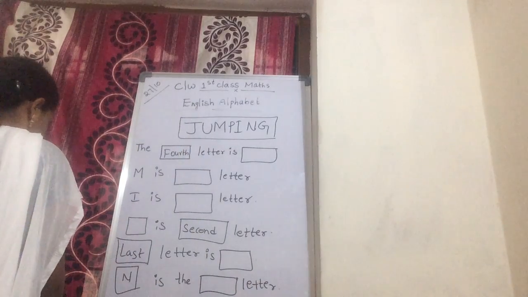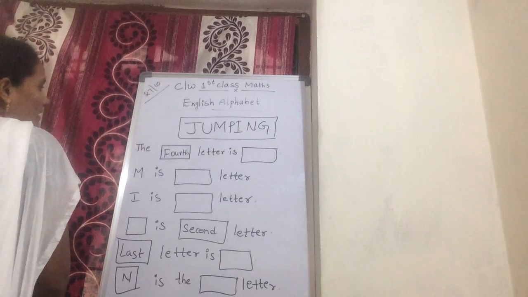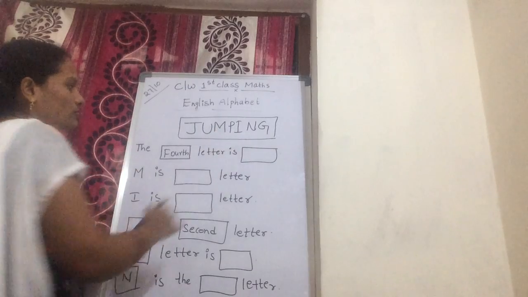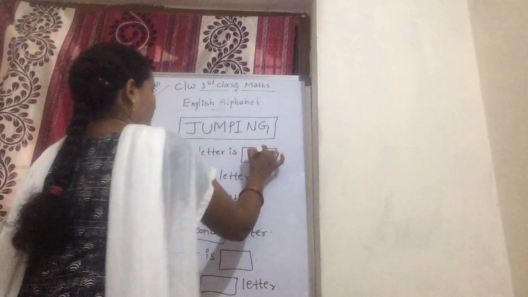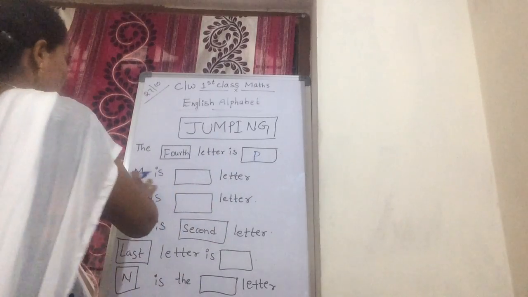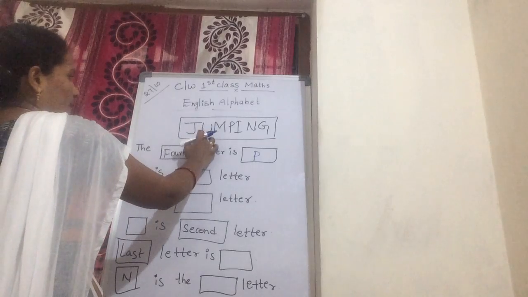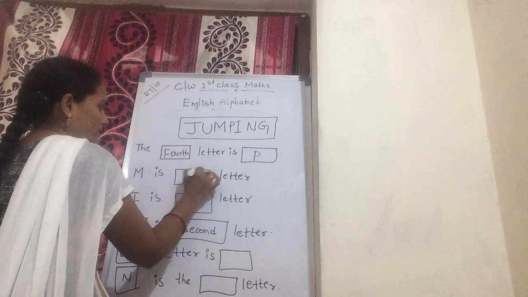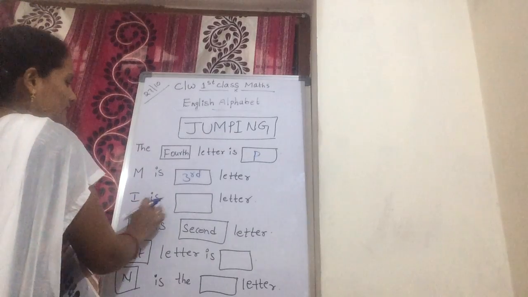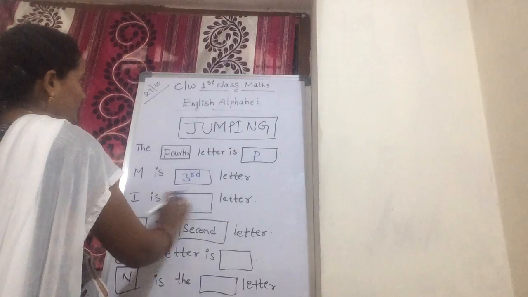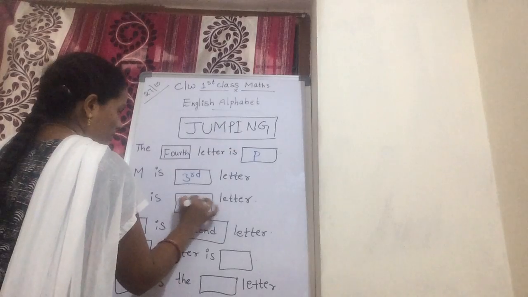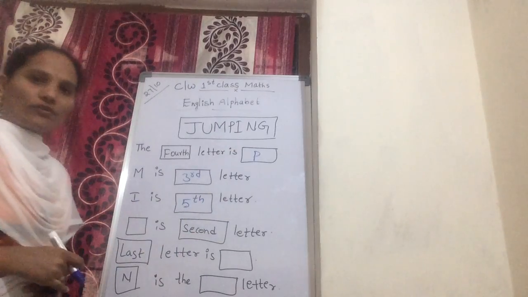Now tell me, children. Look at that word. What is that? Jumping. Now the fourth letter is what, Amma? First, second, third and fourth. The fourth letter is what? P. Now next one, Amma. M is the dash letter. What is the M? First, second and third. Third letter is M. M is the third letter. Now next one. I is the dash letter. First, second, third, fourth, fifth. I is the fifth letter.